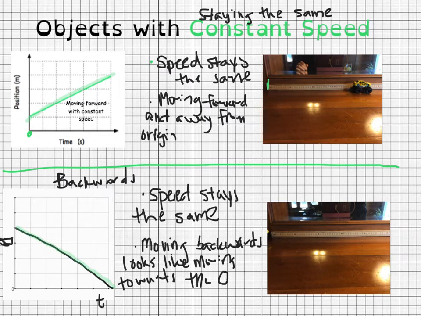Okay, so let's go ahead and watch the video and explain it with our example. So let's watch what happens. According to my graph, I should be able to start at the 10, 20, 30, 40 centimeter mark, and it should go backwards to 0. Let's see what happens.